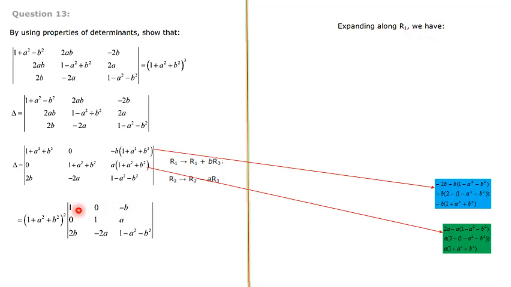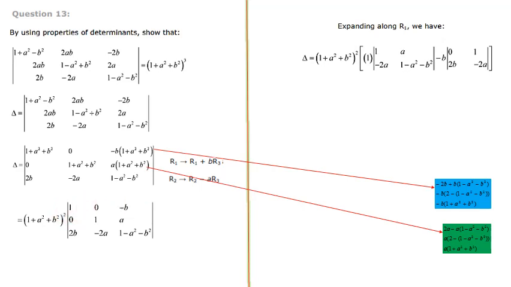So in r1 one term is 0, so let us go expanding along r1. When you expand along r1, delta is equal to 1 plus a square plus b square, the whole square, into determinant. You have to take the first element, which is 1. You know the sign, that is plus.